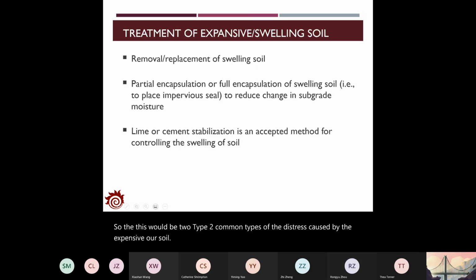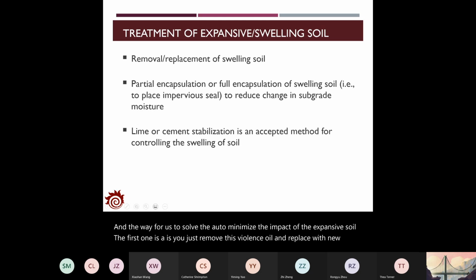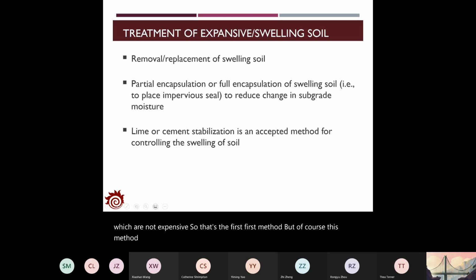And the ways for us to solve or to minimize the impact of the expansive soil, the first one is straightforward. You just remove the swelling soil and replace it with new soils which are not expansive. So that's the first method, but of course the budget for this one would be very high because you need to consider getting new materials from different places.